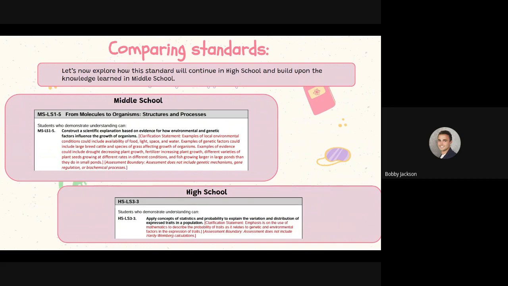Now in high school, they'll be able to use that knowledge in order to further develop their understanding of how variation and distribution of expressed traits in a population are also affected by environmental factors as it relates to genetics.